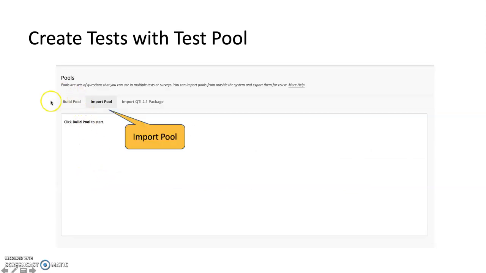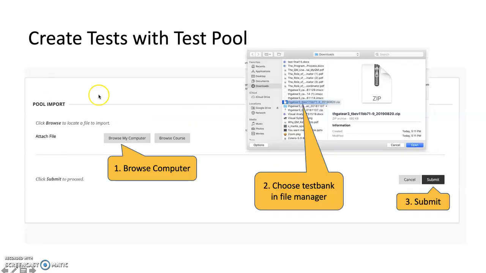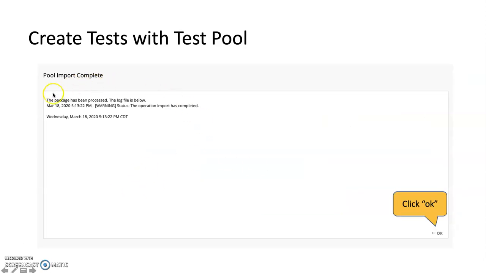And you can see in the menu here, you can import a pool. So choose the import pool button here. Then you browse your computer. Your file manager pops up. I had it in my download folder here, so I choose it from my test bank from my file manager. I didn't do anything. I just downloaded it. I just leave it as is in the zip file, right? And then choose this, and then submit. And it tells you it's complete already. And then you click OK.